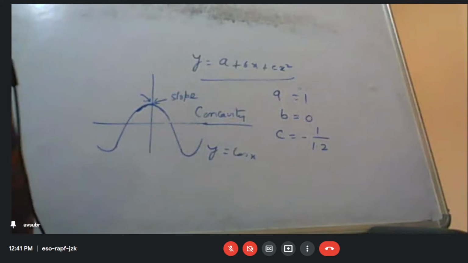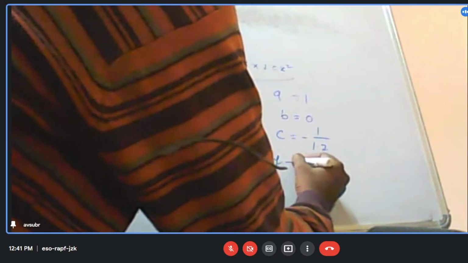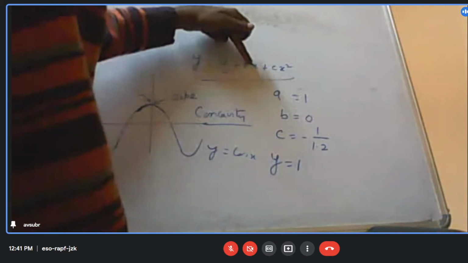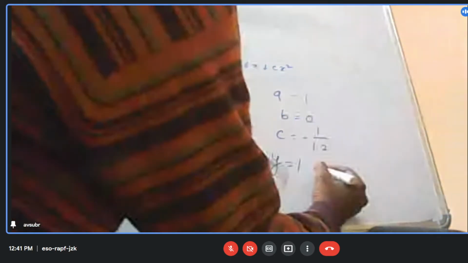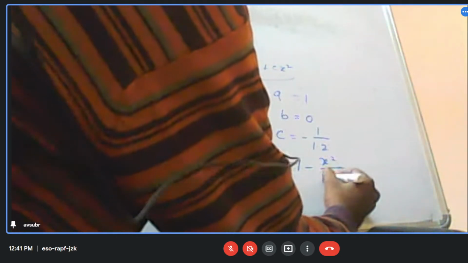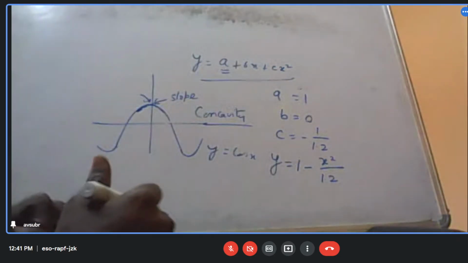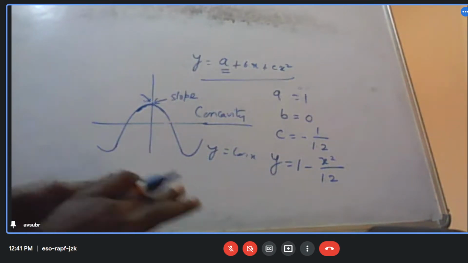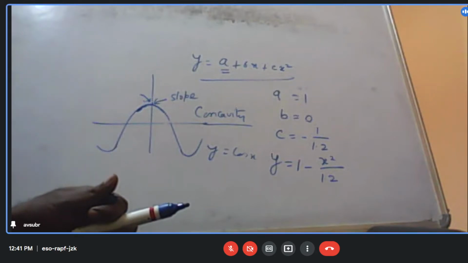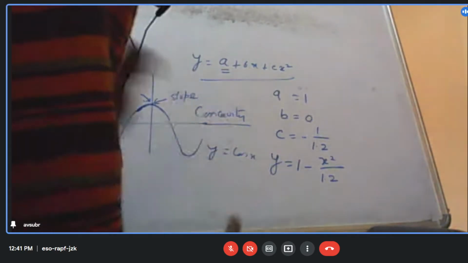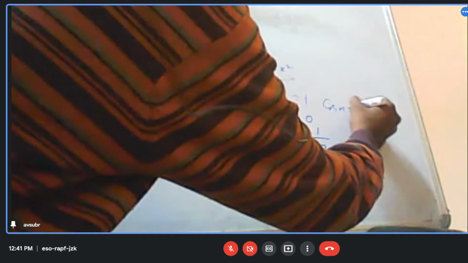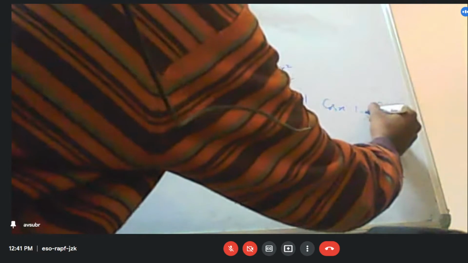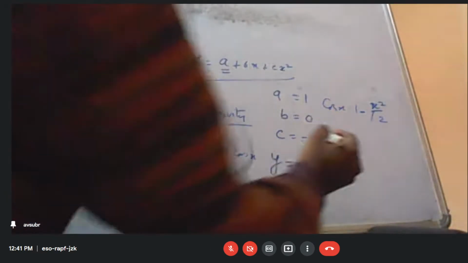Okay, so now y is equal to, a is 1, b is 0. So I will put b as 0 over here. This term will vanish, and I will get x square by 1 into 2. It means I am saying that this y is cos x, so cos x is equal to 1 minus x square by 1 into 2. This is what it is saying, basically.